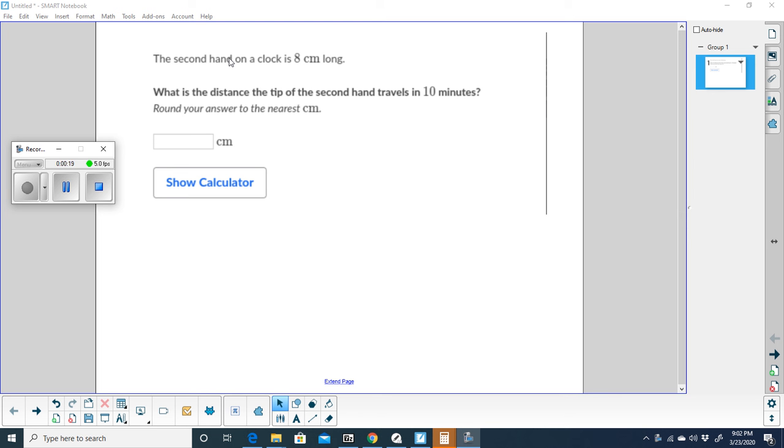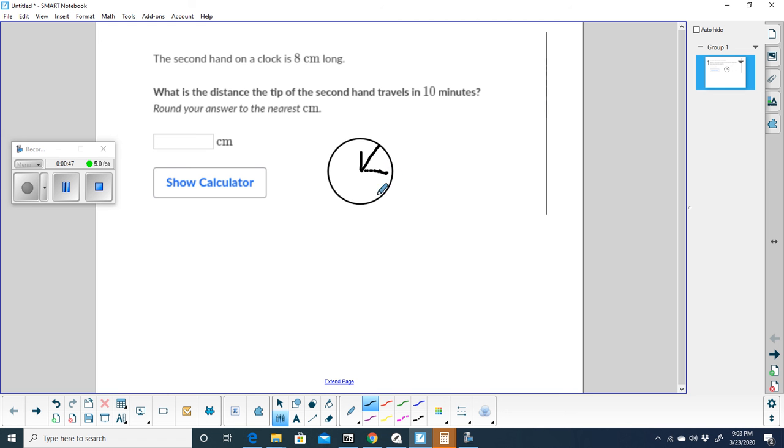So no one's allowed to make fun of my artwork, okay? Ooh, you know what? I'm going to cheat. I'm going to make a circle here. All right, so here's a clock, right? And in the center of the clock, here's the hour hand, here's the minute hand, and I'm going to call this the second hand, okay?